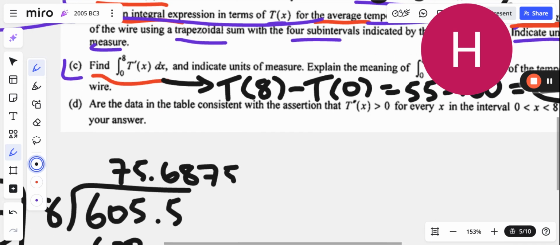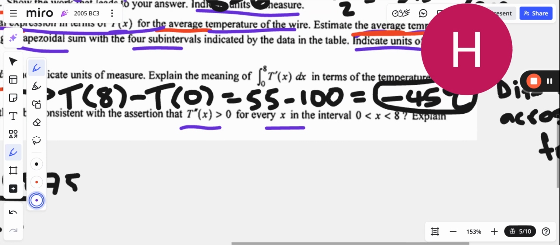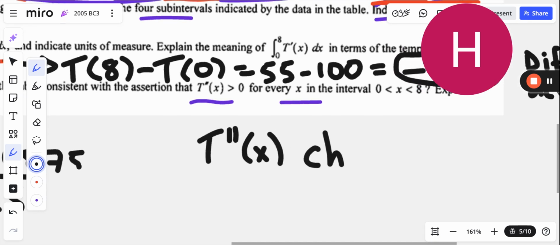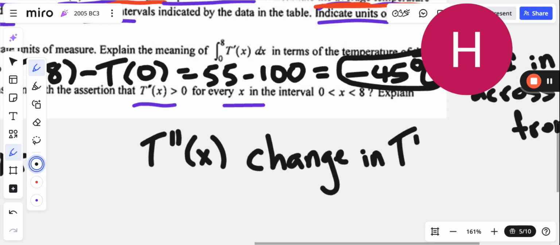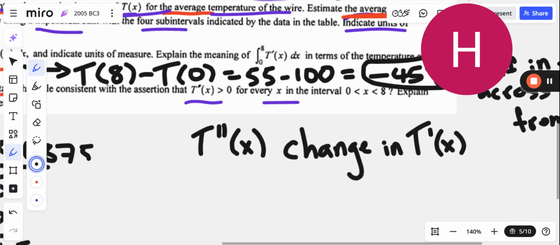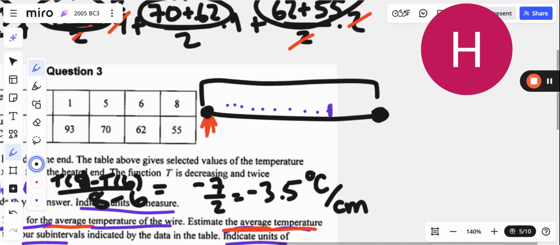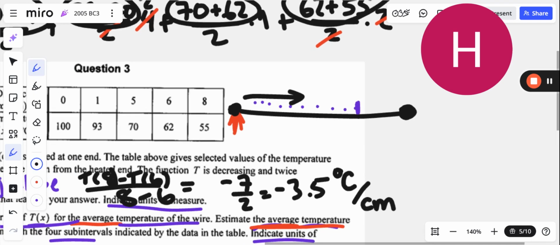Are your data in the table consistent with the assertion that T double prime is positive for every x? Interesting. T double prime, we have to think about that. That's the change in T prime, right? It's the derivative of the derivative. So first of all, what is T prime? T prime is telling us how fast the temperature changes as we're increasing our x value, which is just fancy talk for saying we're going from the heated end of the wire to the not heated end of the wire.